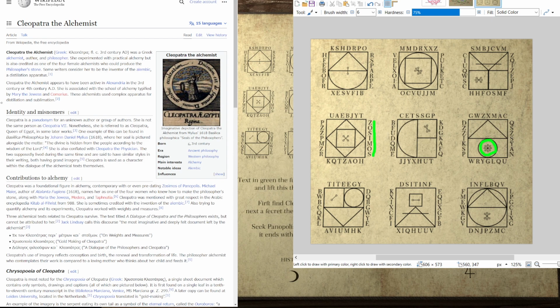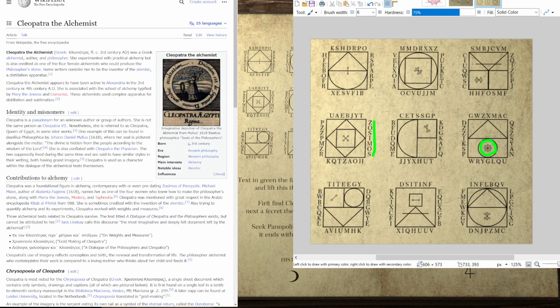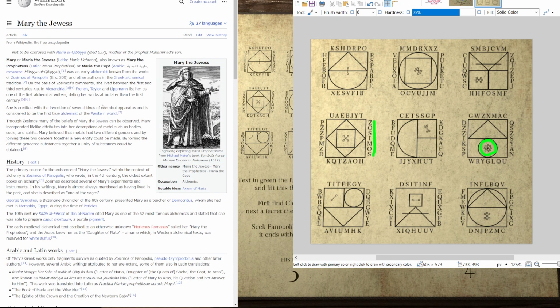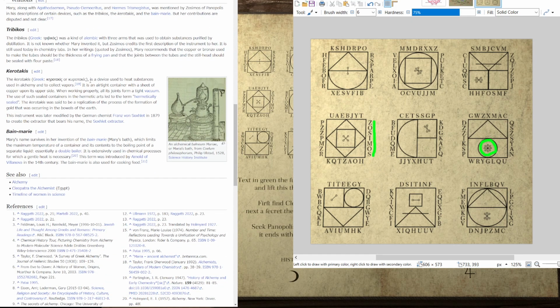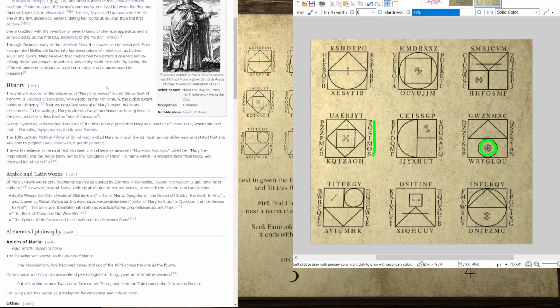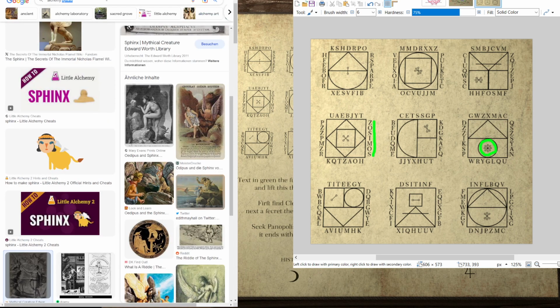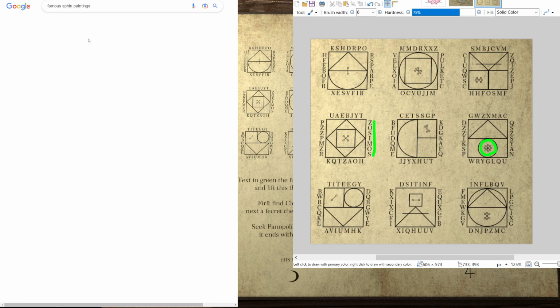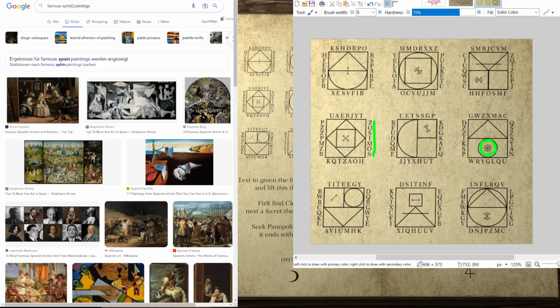Next, a secret the Sphinx does hold. Man, that is tough. A secret the Sphinx does hold. I need a hint. Also, that doesn't mean I want you guys to Google the solution. It just means I need the text to give me some hint. So we have Zosimos, and the secret the Sphinx does hold. Okay, let's just Google famous Sphinx paintings. None of these have a Sphinx. Not Spain. Sphinx.